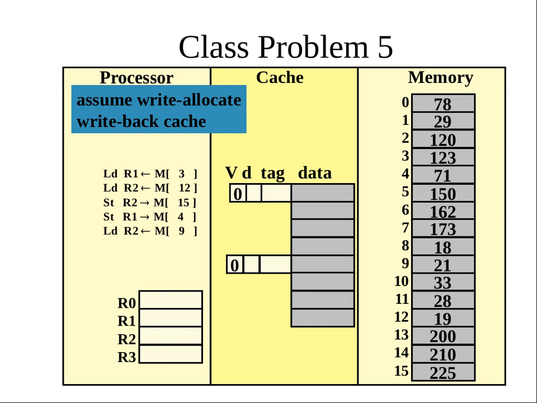Oh, look at that. That's a hit. That's nice. So register 2 is 19, so put 19 there. Change the dirty bit to 1. Alright, so you don't write it back, you don't do anything more. Go to the next one.